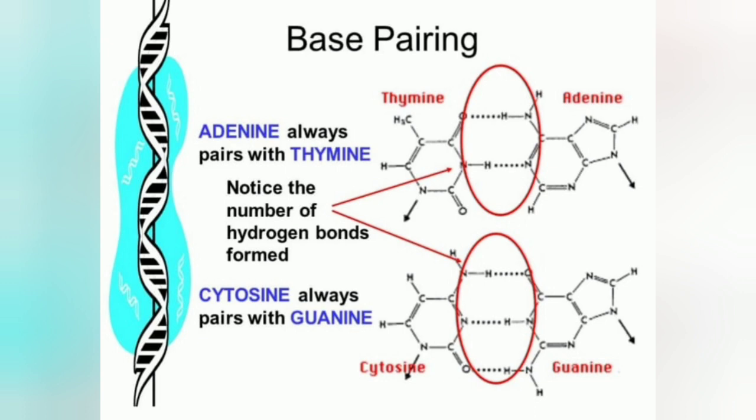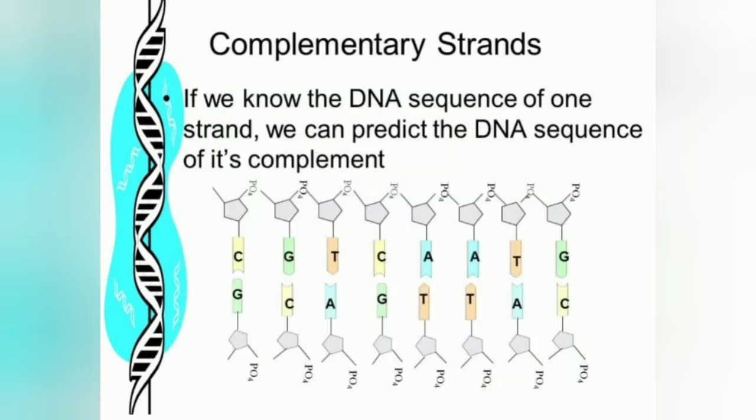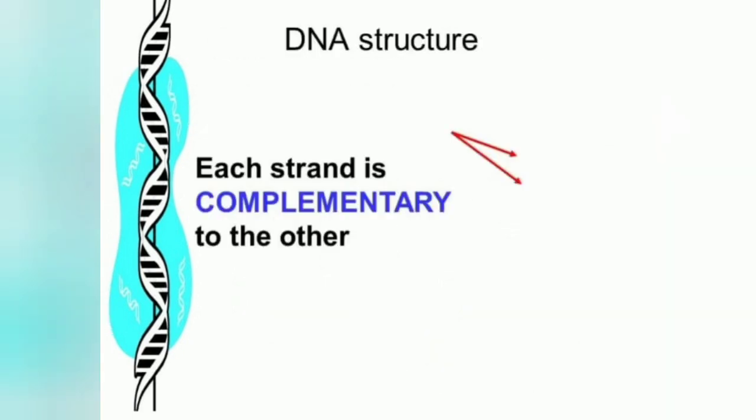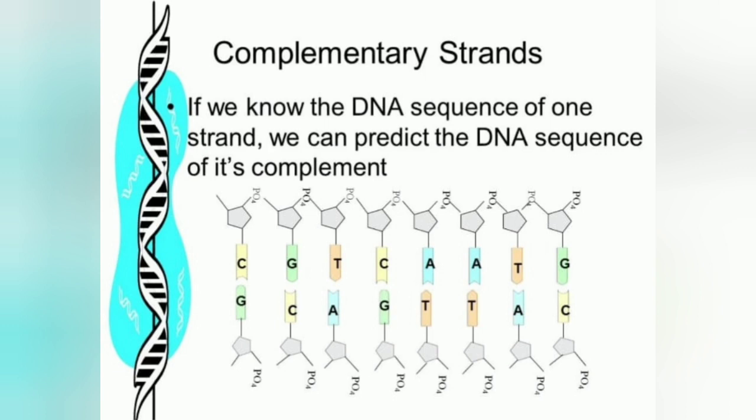Let's know about the base pairing of the four nitrogenous bases. Adenine always pairs with thymine, which join together to form a hydrogen bond, and cytosine always pairs with guanine. In the DNA structure, each strand is complementary to the other, and the complementary strands are like this. You can see in the slide.